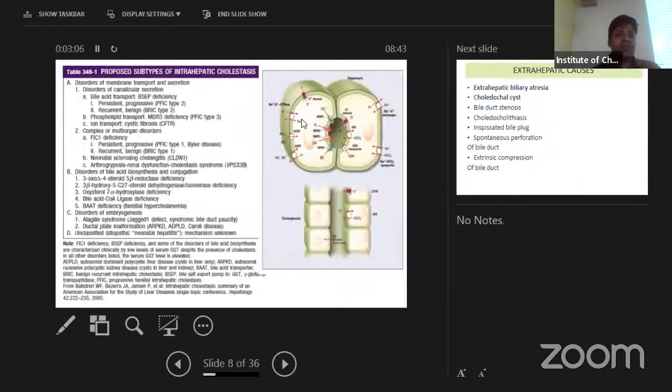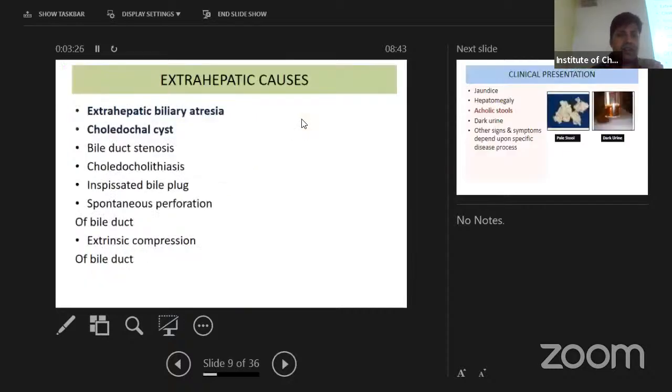This is the proposed subtype of the intrahepatic cholestasis. The headings: disorders of the membrane transport and excretion, disorders of the bile acid synthesis and conjugation, disorders of the embryogenesis, and unclassified. Extrahepatic causes: extrahepatic biliary atresia, choledochal cyst, bile duct stenosis, choledocholithiasis, inspissated bile plug, spontaneous perforation of the bile duct, and extrinsic compression of bile duct.